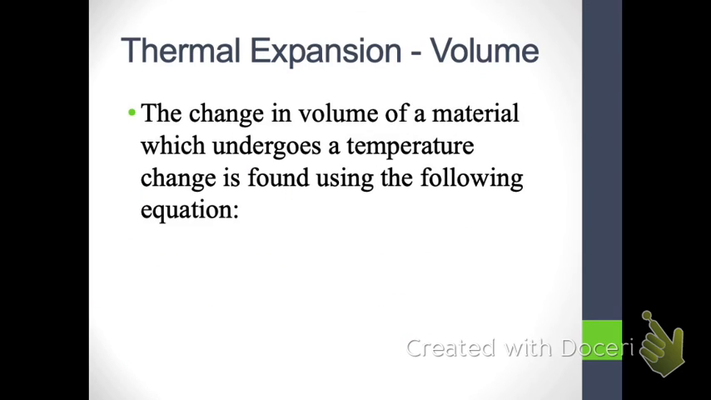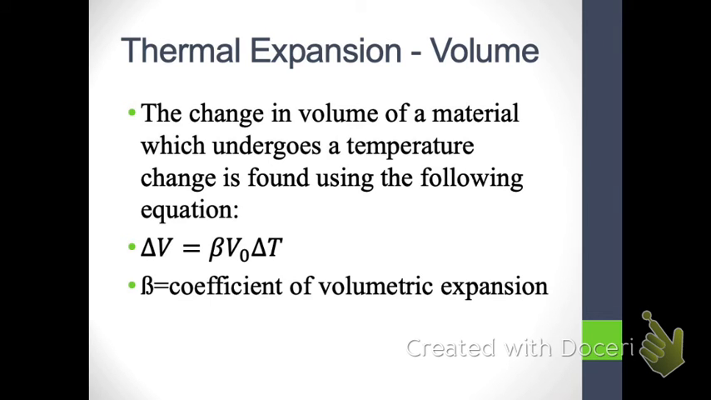So volumetric thermal expansion is the change in volume of a material which undergoes a temperature change, and we find it using an equation that looks extremely similar to our length one, right? Only it's now change in volume equals beta times our initial volume times change in temperature. Okay, so the equation looks extremely similar, except now beta is the coefficient of volumetric expansion. Those are on your table as well.